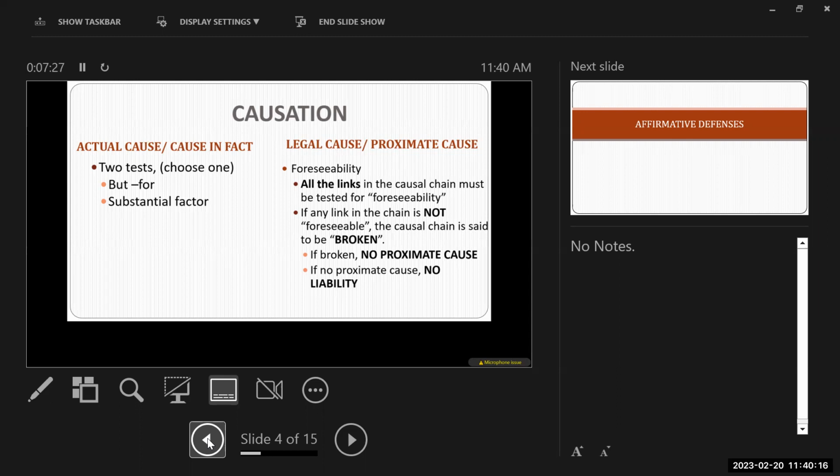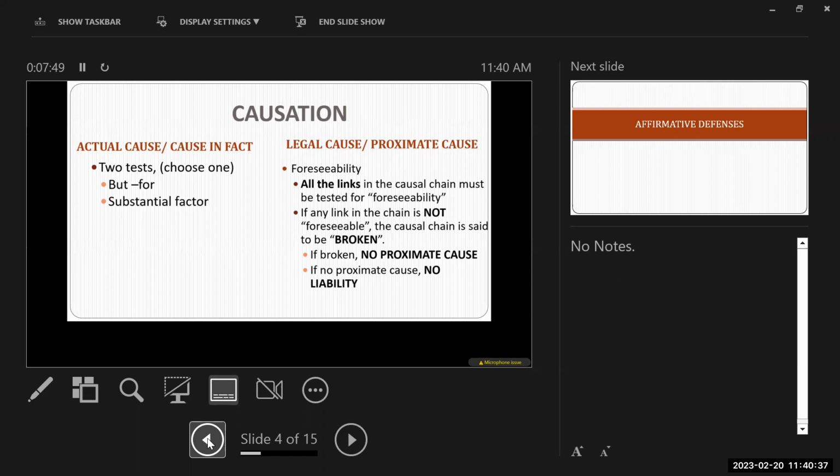As you set out your actual cause, you need to make it clear to the reader that you are aware that there's two tests that can be done to determine whether or not there's an actual cause. And you only have to choose one of the two. So let the reader know which one of the two that you're going to choose.